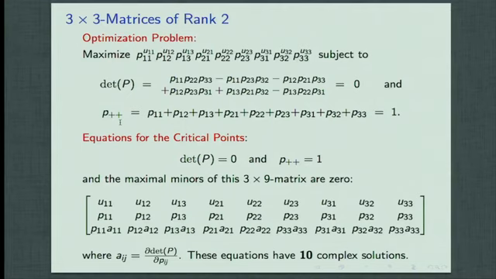Now, not knowing anything, what you would do, you would form the critical equations. That is to say, you write down the Lagrange multiplier formulation for this problem. And here's one way to write it. So here's the constraints again. The determinant is 0. The sum of the entries is 1. And the Lagrange multiplier equations can be written like this. We form this 3×9 matrix, and require that the rows are linearly dependent.